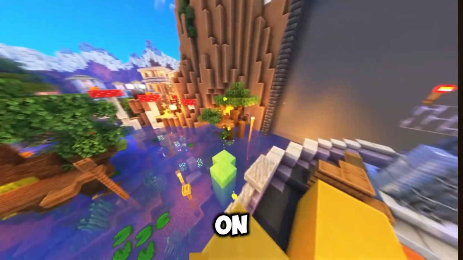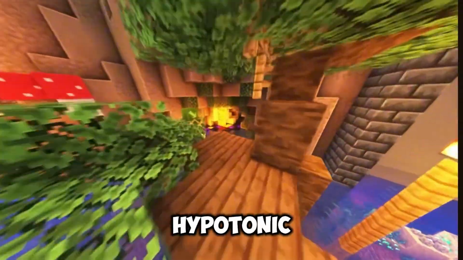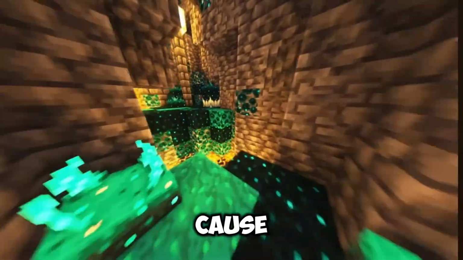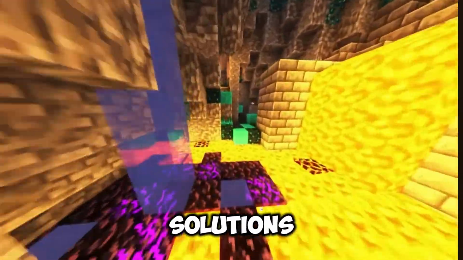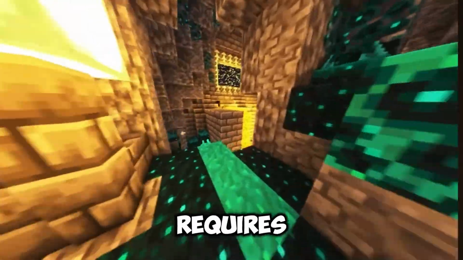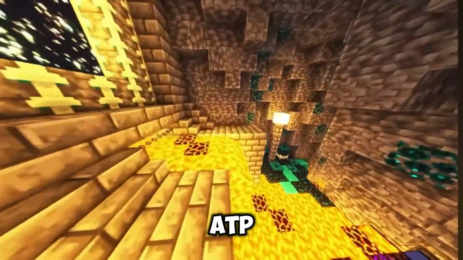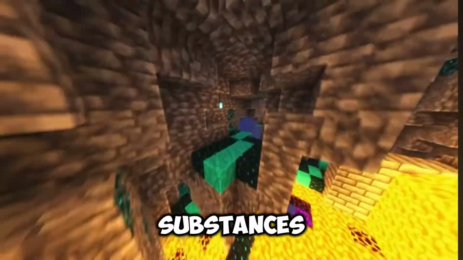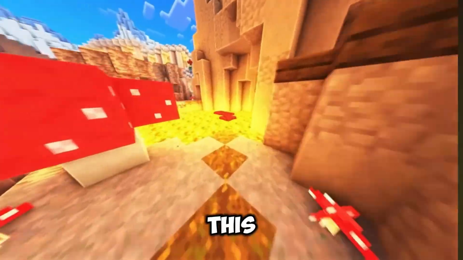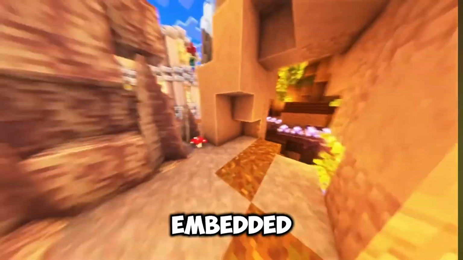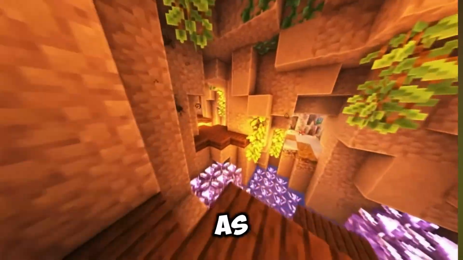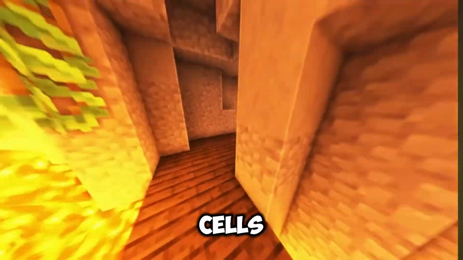Water movement depends on the surrounding solution. Hypotonic solutions cause water to enter the cell. Hypertonic solutions cause water to leave, and isotonic solutions result in no net movement. In contrast, active transport requires energy in the form of ATP. Active transport moves substances against their concentration gradient, from low concentration to high concentration. This process relies on protein pumps embedded in the membrane and is essential for maintaining ion balance, such as sodium and potassium levels in cells.